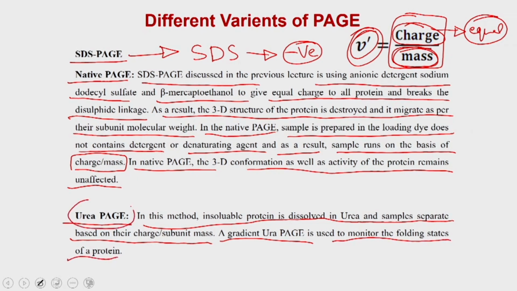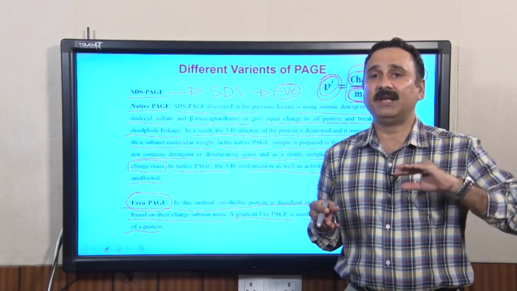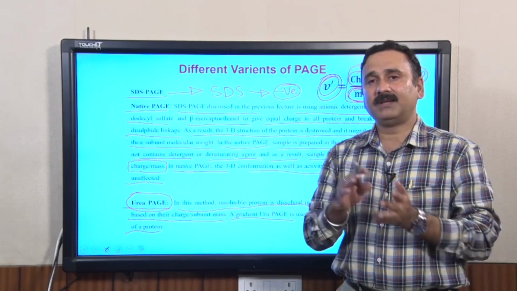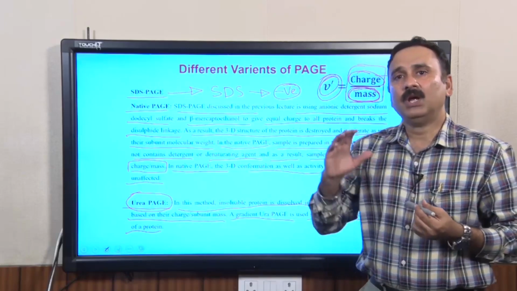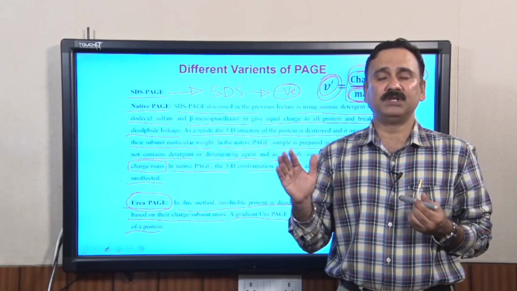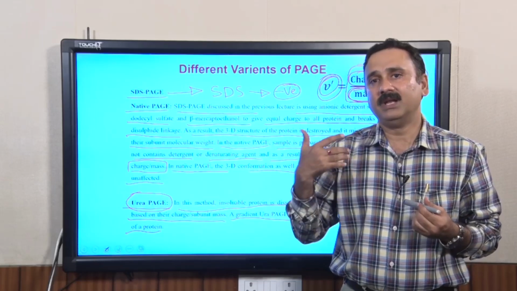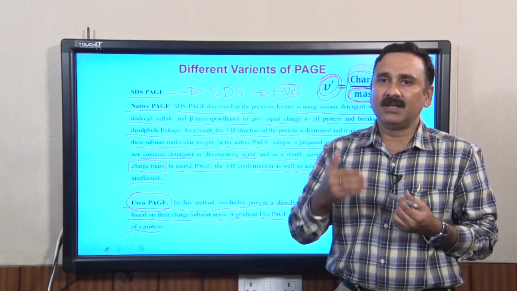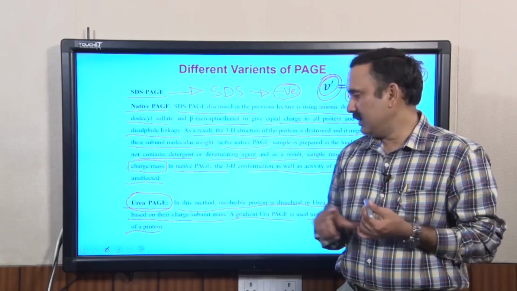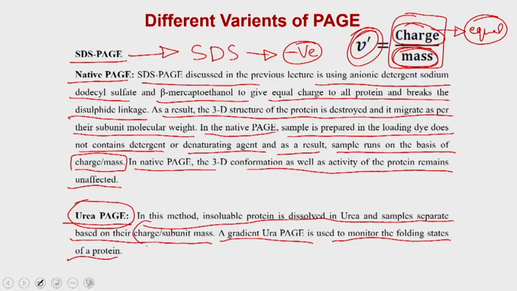So, urea, as you know, is a denaturing agent. The mechanism of urea is very different from the denaturing mechanism of SDS. In SDS-PAGE, the SDS destroys the 3-dimensional conformations and also gives the negative charge, whereas urea destroys the 3-dimensional conformations, but it does not give any negative charge.